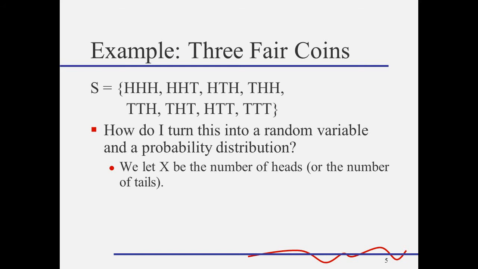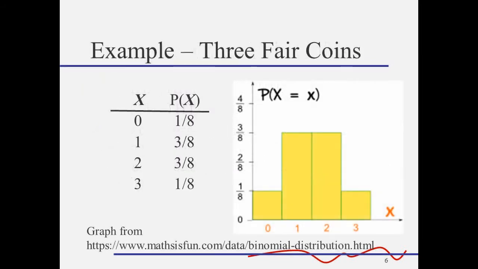I'm going to let X be the number of heads that I get when I flip that coin 3 times. This could also work for counting the number of tails. I just have to decide what I need to count. So I'm going to let X be the number of heads, and my probability distribution looks like this. I might get 0 heads, or 1, or 2, or 3.